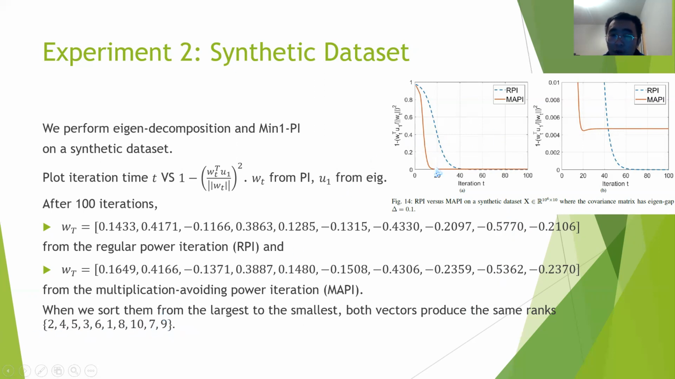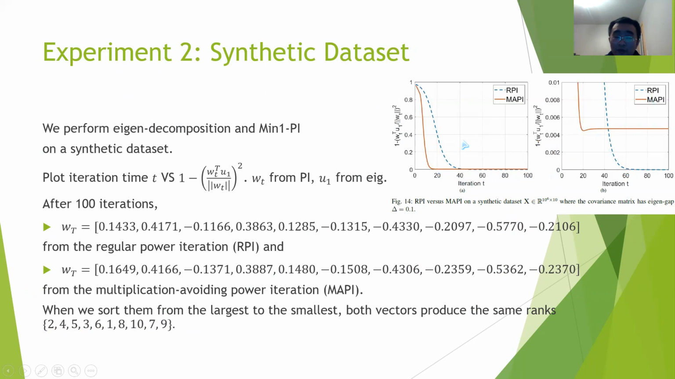And you can see that our methods converge much faster than the regular power iteration. So we think that maybe our method can be used in the PageRank algorithm. The details of the PageRank algorithm will be stated in experiment 3. Another thing is that although they did not converge to the same place, you can see that our methods converge at 20 iterations, and the regular power iteration converges at 60 iterations.